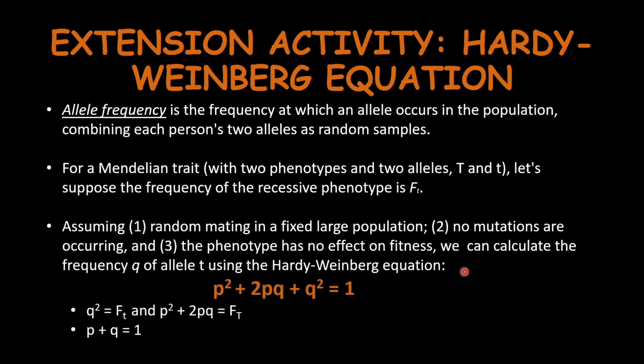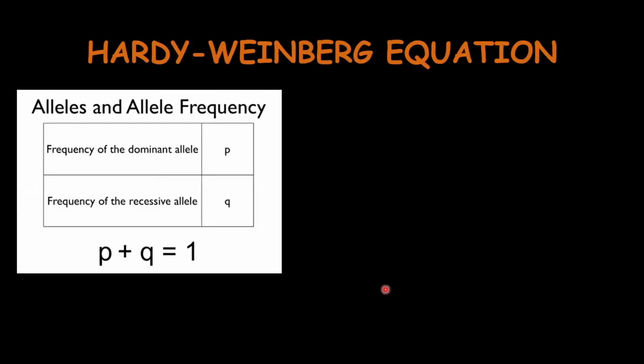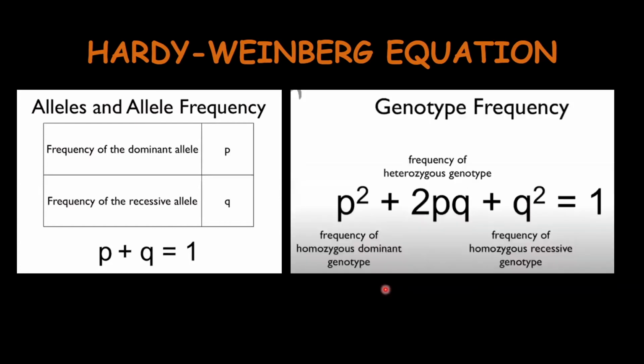The resulting equation ends up being p squared plus 2pq plus q squared equals 1, where p is the dominant allele and q is the recessive allele. Because we're dealing with frequencies and those are the only 2 options, they have to add together to equal 1. But if we want to talk about the genotype, and so that's the frequency of 2 alleles, you have to square that. That's where our equation comes from, where p squared is going to give us the homozygous dominant genotype frequency. 2pq is the heterozygous frequency, and then q squared is the homozygous recessive genotype frequency.